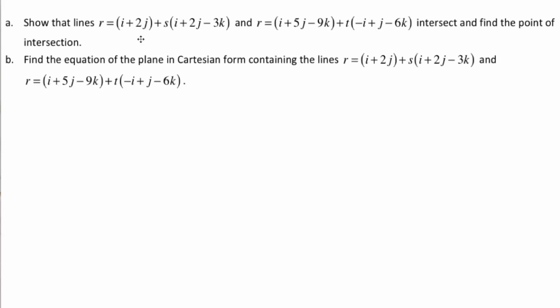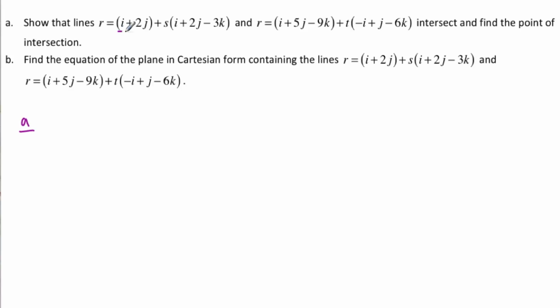Hi, in this question we are given two lines and we need to show that they intersect, find the point that they intersect as well, and find the equation of the Cartesian plane that contains both of those lines. So let's start with part A.